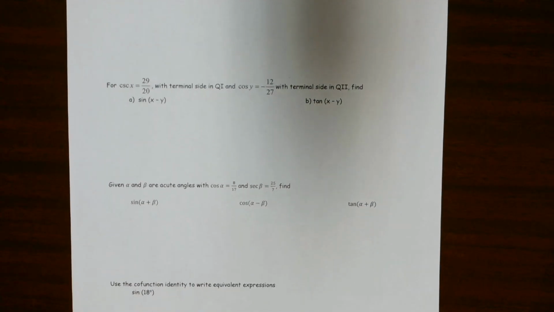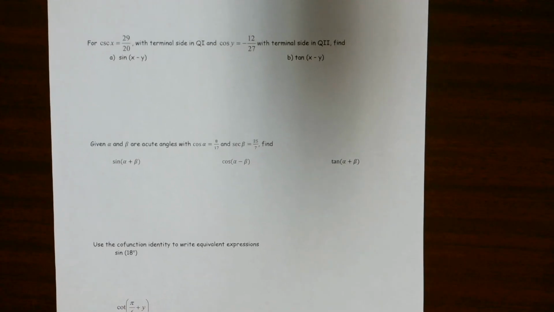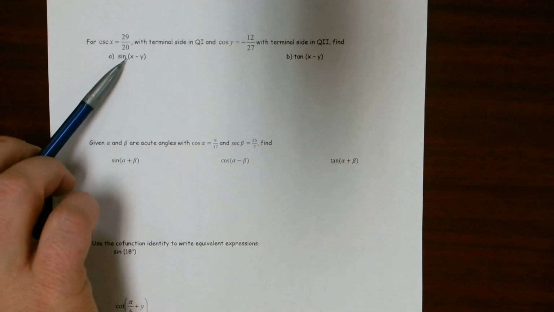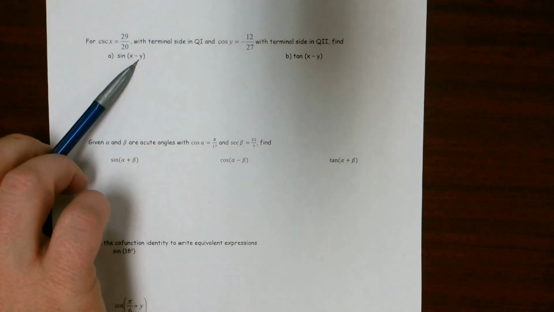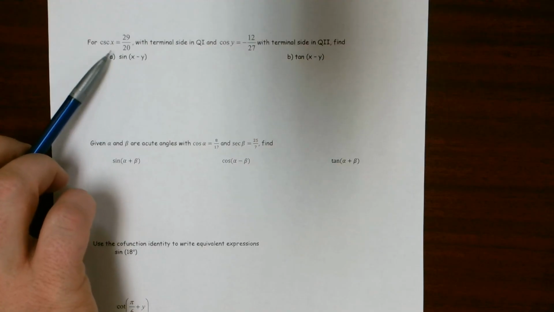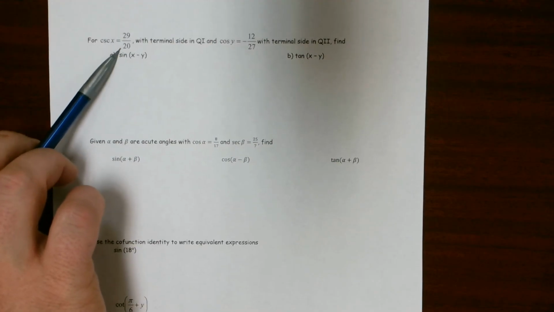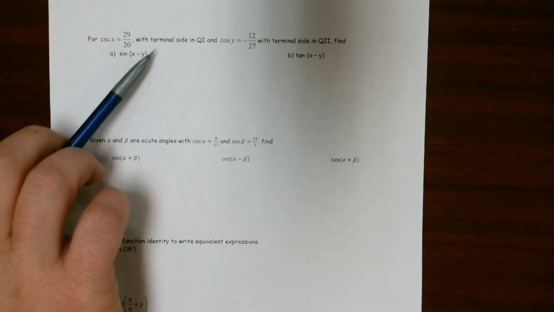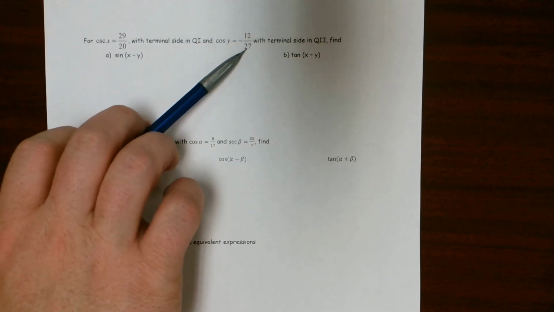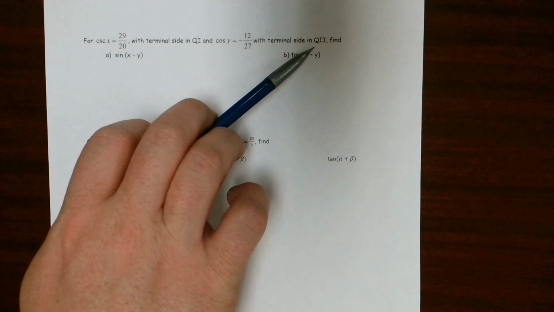Okay, let's keep moving here. Now we're being asked to evaluate the sine of angle x minus angle y, without even knowing really what x or y are. But they're giving us that the cosecant of x is this over this, and it's in quadrant 1. And the cosine of y is this over this, and it's in quadrant 2.